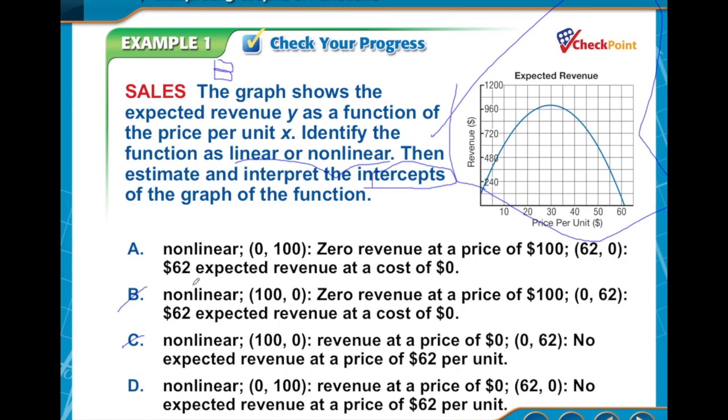Now we have to think about the revenue, though. So if the price per unit is $62 and we're at 0, so the revenue at this point is 0. That means when the price per unit is over $60, our revenue is 0. We're making no money. So the expected revenue should be 0. In other words, there is no expected revenue when the price is $62 per unit. So our answer should be D, and we can check that as we go forward.